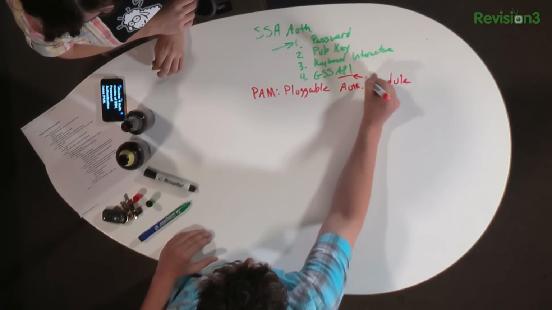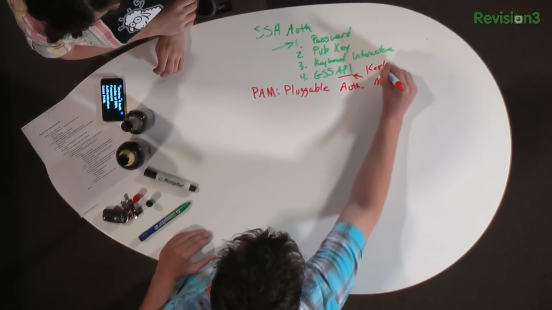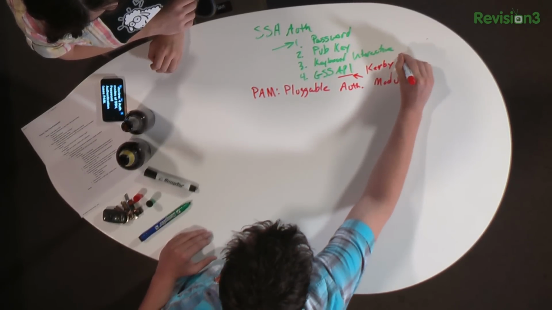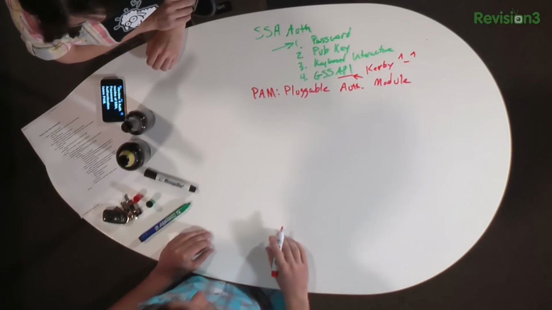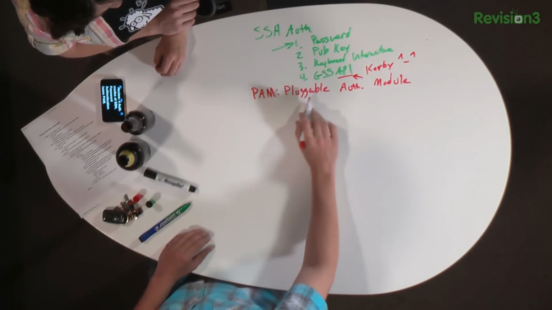GSS API actually does Kerberos. I'm just going to write Kirby, because she's all like, yay, meow. But that's probably the only caveat that I'm going to go into. It's a rat hole, but you're not going to find Kerberos in PAM. You kind of can. It's a different story.